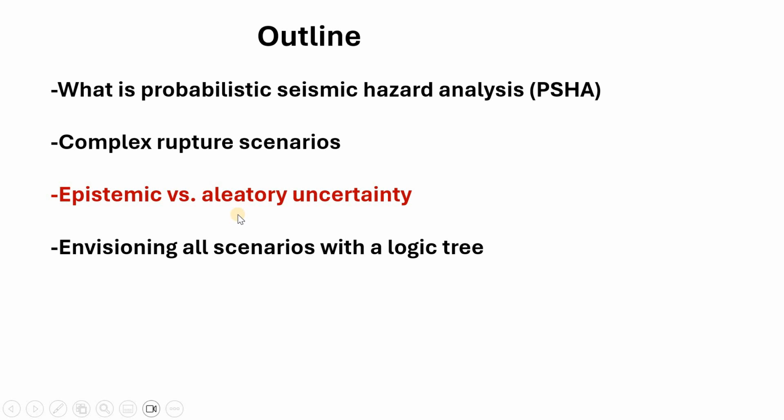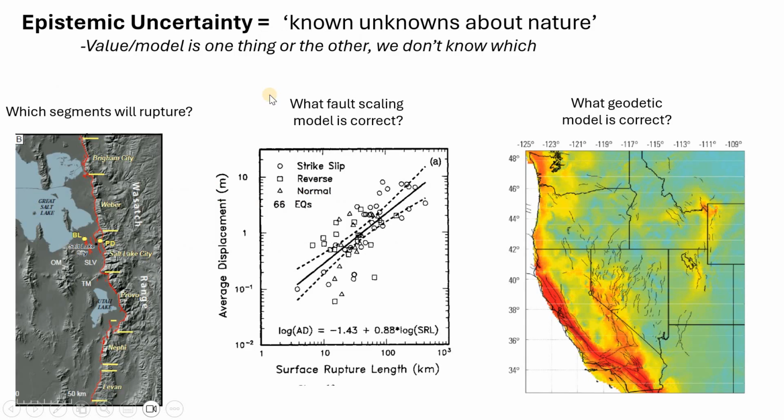Okay, so I next want to just briefly mention some common terms, which are epistemic and aleatory uncertainty. So obviously in PSHA, there is a huge amount of uncertainty. It's really head spinning. And it's helpful to divide it into epistemic and aleatory, where epistemic is essentially, I think of it as, what are the known unknowns about nature, okay? What are the things where we're really just not sure what we should assume for the model? And we can also think of these as, look, the value or the model is going to be one thing or the other. We just don't know which.